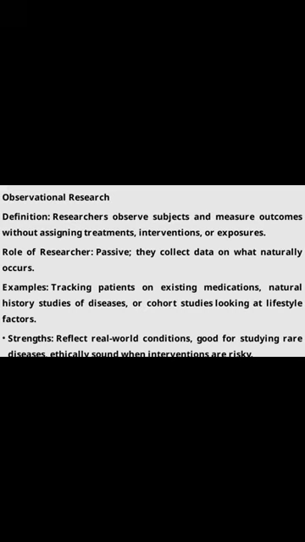Some common examples include tracking patients who are already on existing medications, studying the natural history of diseases, or conducting cohort studies that look at lifestyle factors and their effects over time. One of the main strengths of observational research is that it reflects real-world conditions very well. This makes it especially useful for studying rare diseases or situations where running controlled trials might be unethical or impractical. For example, if a medication is already widely used, observing its effects in everyday settings can provide valuable insights.